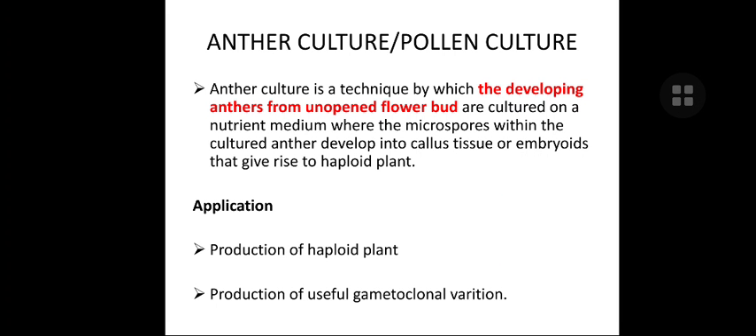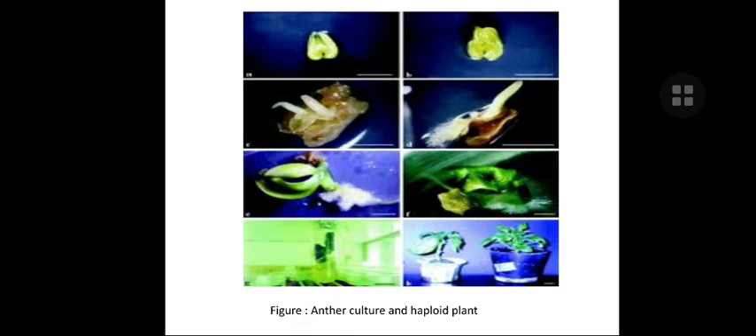Then anther culture or pollen culture. We isolate the anthers from unopened flower buds and cultivate them in a culture medium, that is known as anther culture, and usually it gives rise to haploid plants. So production of haploid plants and production of useful gametoclonal variation can be obtained. This is how anther culture is done.